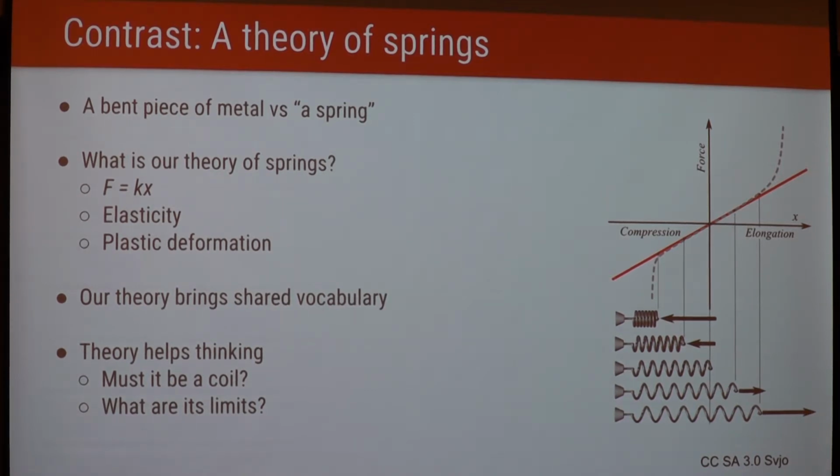So this kind of theory helps us to think about things. So for example, many springs you've seen are in a circular spiral fashion. Does it have to be a spiral? Another question, you're like, what are the limits of this spring? How far can I push it? When do I reach the limits of plasticity?